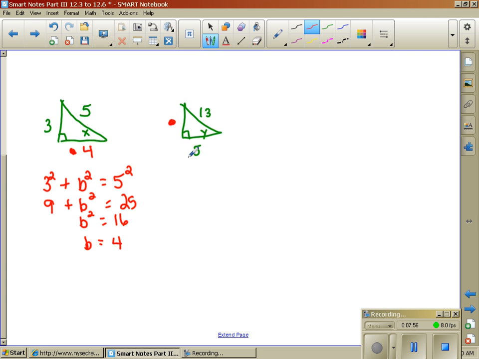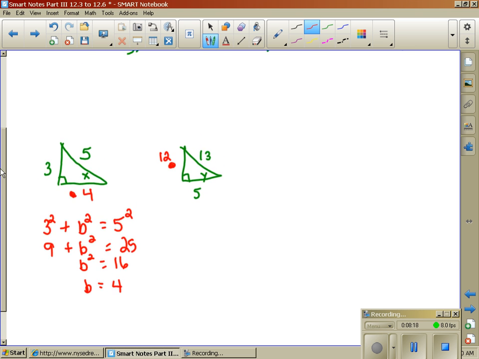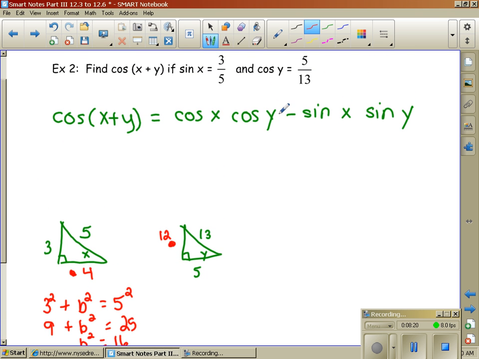Pause the video, do the same thing here. Figure out what the missing side is. You can call that a squared plus 5 squared equals 13 squared. So once you've done this, you should come up with 12 as this missing side. And these are your Pythagorean triples. You might have memorized those two, a 3, 4, 5, and a 5, 12, 13. So now we have our triangles, and we're going to use those to fill this in.